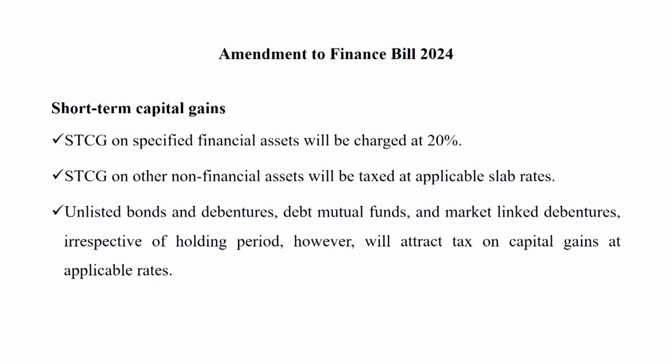Okay. Unlisted bonds and debentures, debt mutual funds and market linked debentures, irrespective of holding period, will attract tax on capital gain at the applicable rate. Applicable rate means under the old tax regime, the optional tax regime, and under the default tax regime.